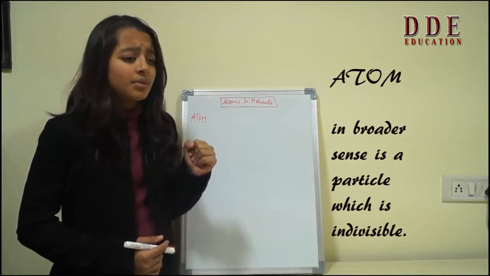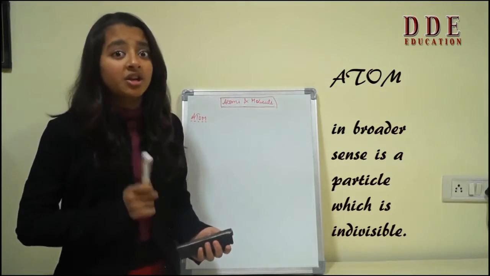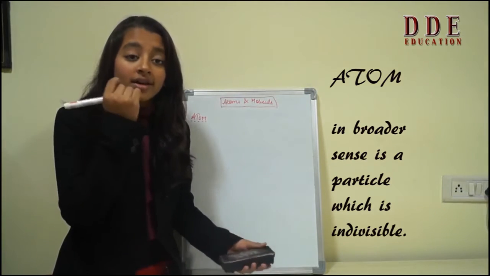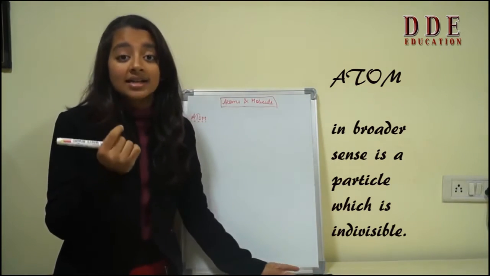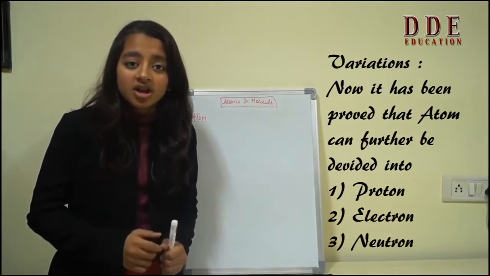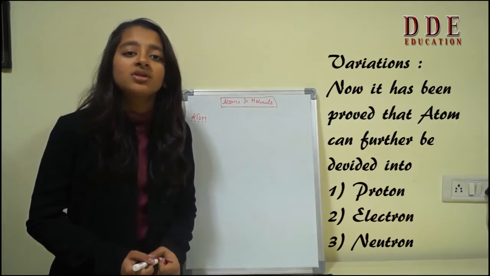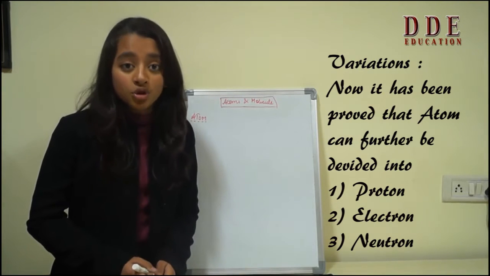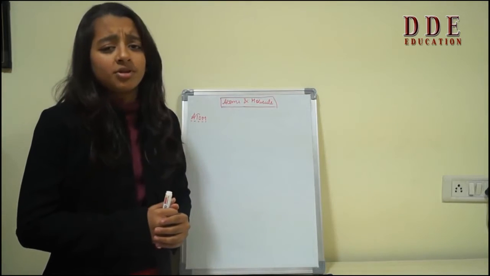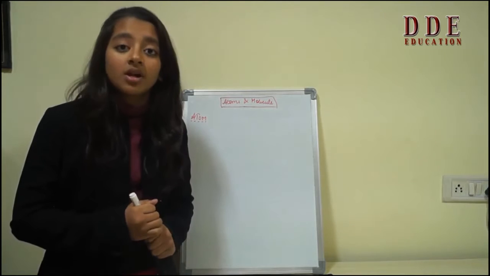Okay, let me give you an example. If you try to break this duster, break it, and again break it, you will reach a point where it cannot be broken further. That substance would be called an atom. An atom is indivisible according to this chapter, but now it has been discovered that an atom can be broken up into three more subatomic particles, that are proton, neutron and electron. But for this chapter let's assume that the atom is indivisible and go on to the laws of chemical combination.